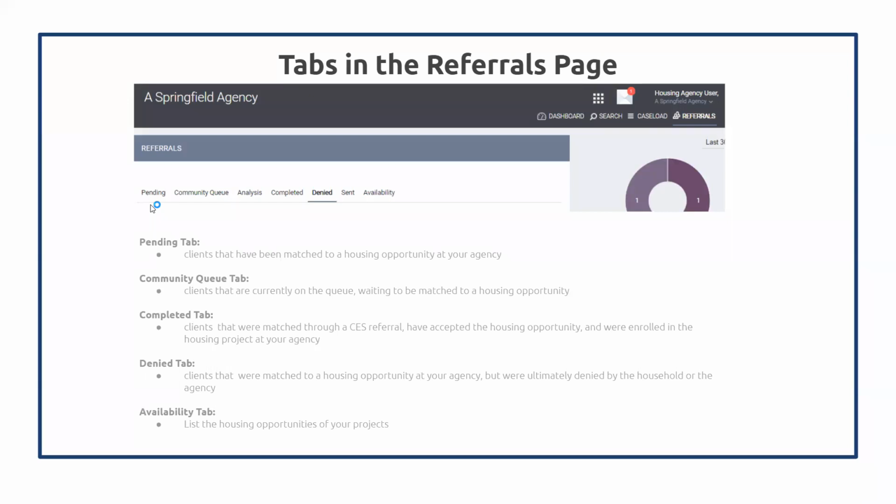And in the denied tab, we can see the clients that were matched to a housing opportunity at my agency, but were ultimately denied by the household or by the agency, either or. I would say it on the denied tab.